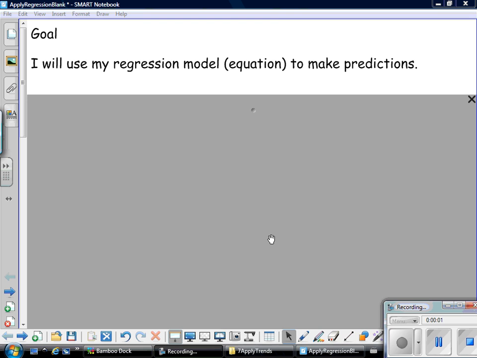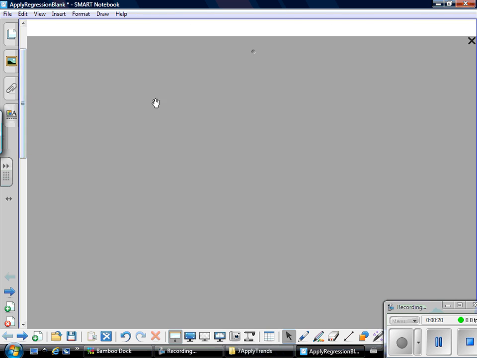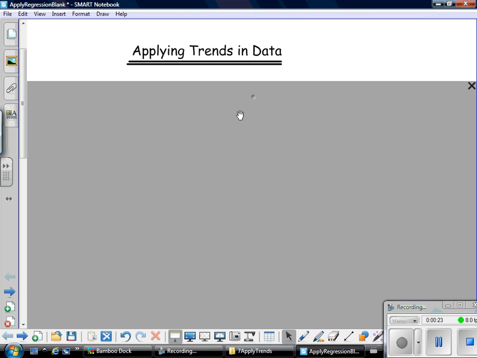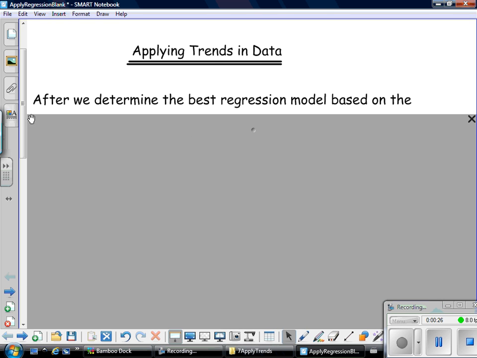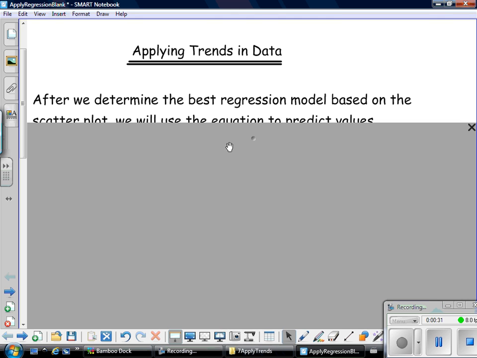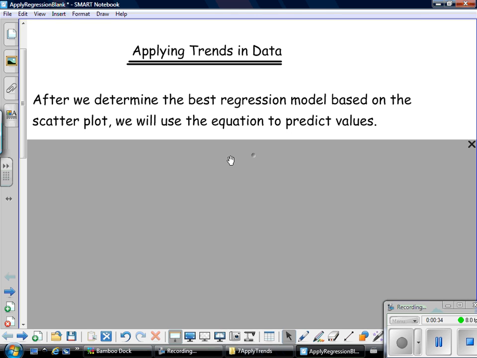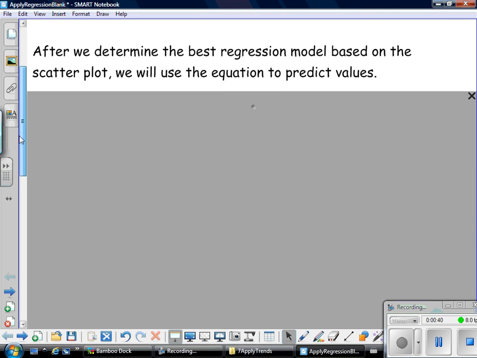Okay, this is the last lesson in this unit. So our goal today is to use your regression model. And remember, a regression model is just a regression equation, to make predictions. That's really the reason they make you make the model, so that we can make predictions based on it. So we're applying trends in our data. After we've determined the best regression model out of the three that we've been working with, based on that scatter plot, we can then use that equation to predict other values that we don't have data for.